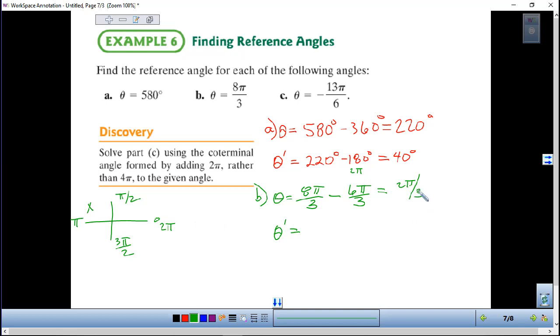So 2 pi over 3 is in quadrant 2, and what's the rule for quadrant 2? We're going to have pi minus the angle theta to get theta prime. And to get this subtraction, I'm going to have common denominators, so I got 3 pi over 3 minus 2 pi over 3 gives me pi over 3. There is my reference angle.